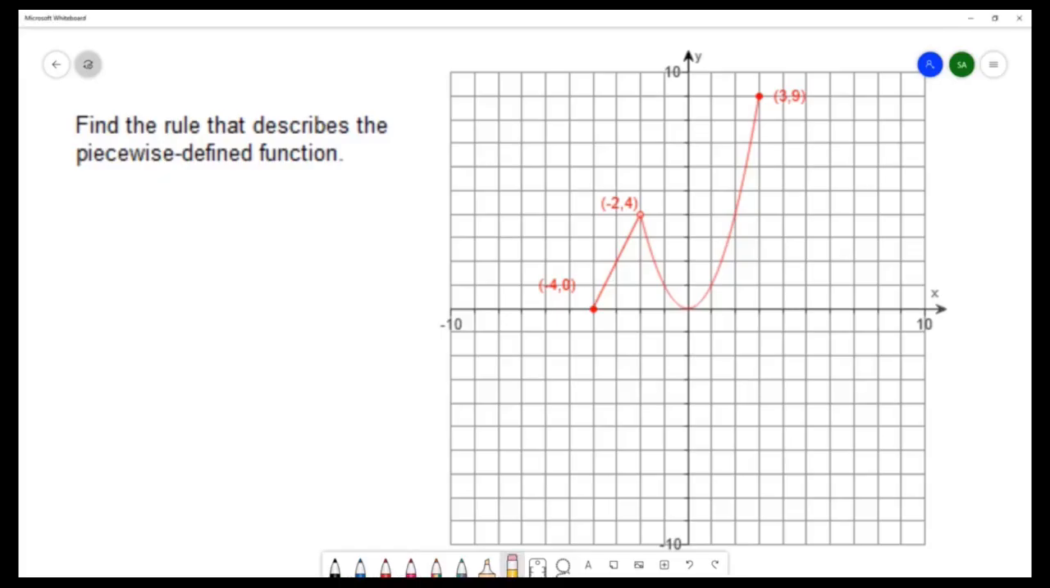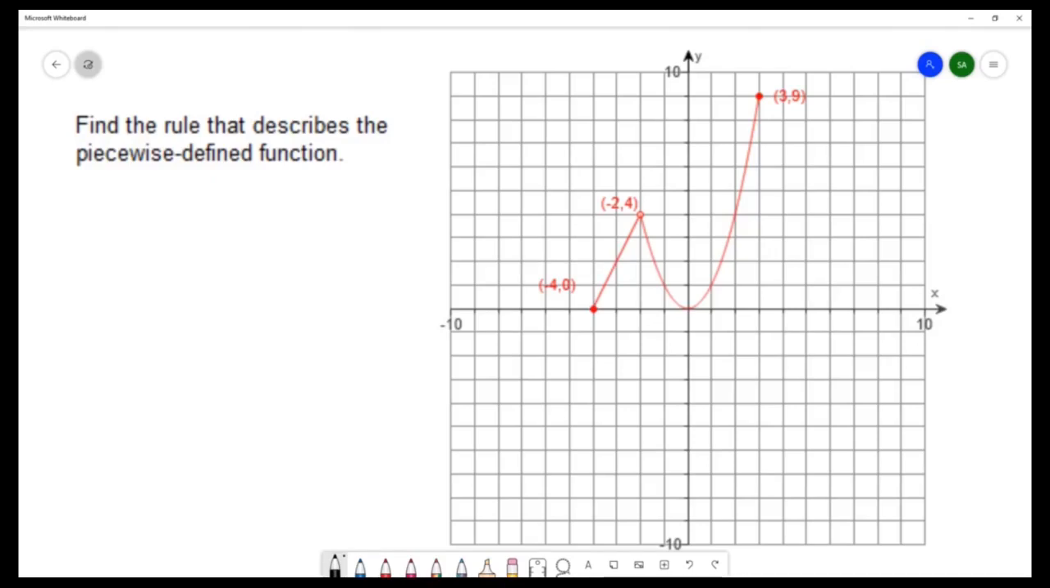For this question, we want to find the rule that describes the piecewise defined function that's in this graph. So in the graph, I can see that these two lines, even though they seem to be connected here, are very different from each other. We have a curve that looks like a parabola, and then a straight line. So that indicates to me what format our rule for the piecewise function is going to come in.